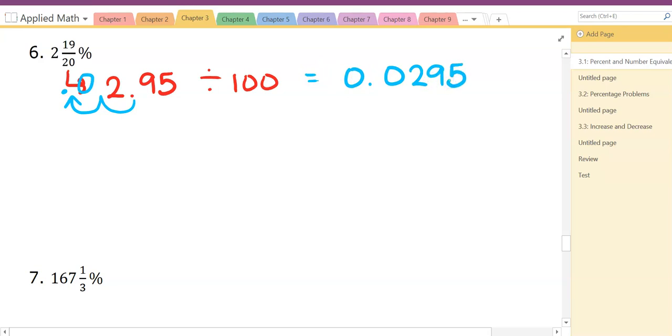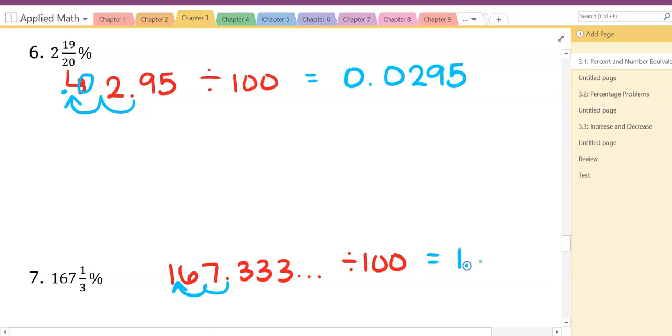Same thing with this 167 and a third. What's 1/3 as a decimal? 0.3 repeating. So it'd be 0.33333 forever. So if you need to, write it out a couple spaces, like 167.333. Divide that by 100. Move your decimal over 2. So you're going to get 1.673 repeating. And again, on one like that, if they tell you to round it, round however they tell you. If they don't specify and you want to round it to like 1.7, okay, if you want to cut it short, that's fine.